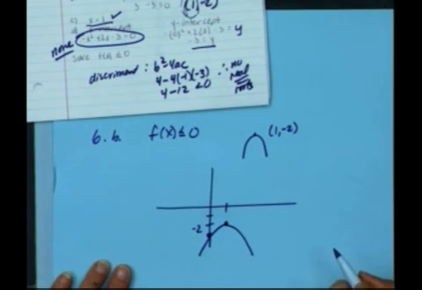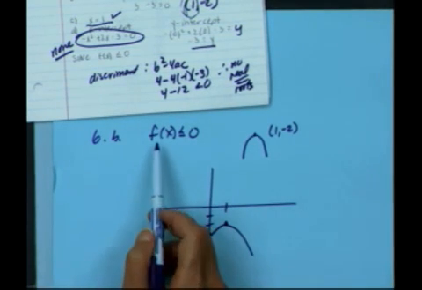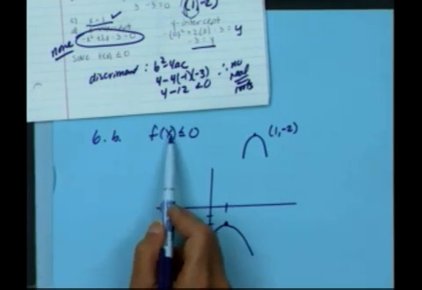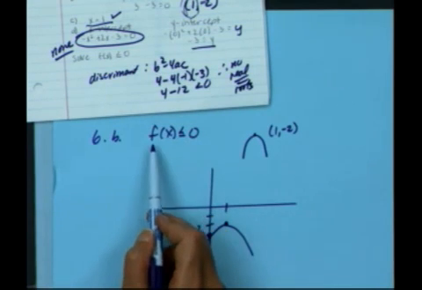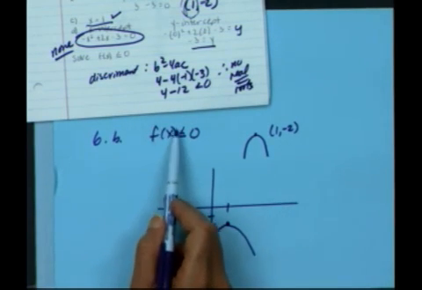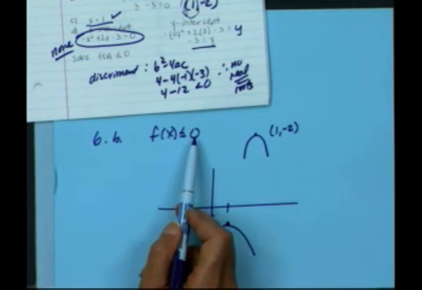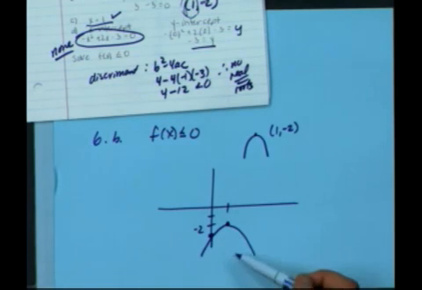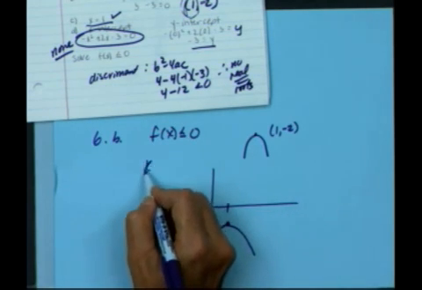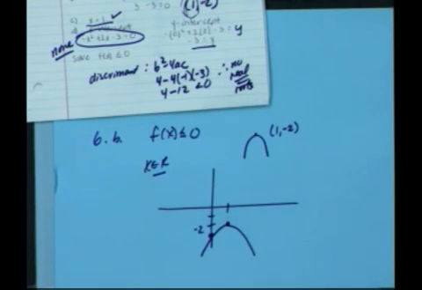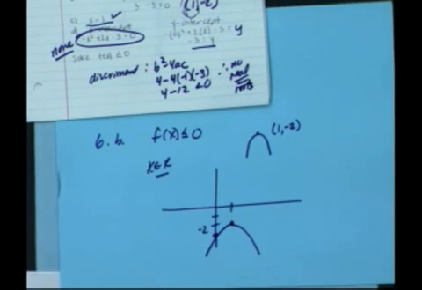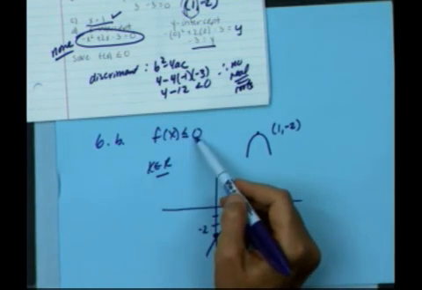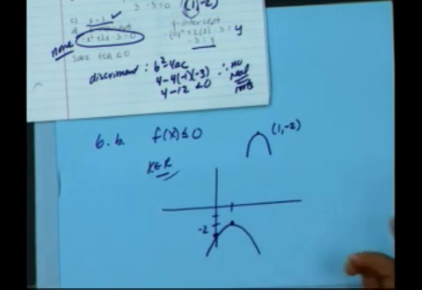And the question says, solve wherever f of x is less than or equal to 0. It's saying, name all values of x where this function is negative. So where is this function negative? Where are the y values negative? All of them. So x is everywhere. The y values are less than or equal to 0 for all values of x.